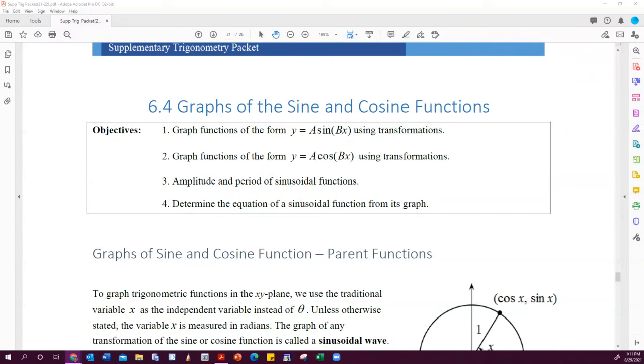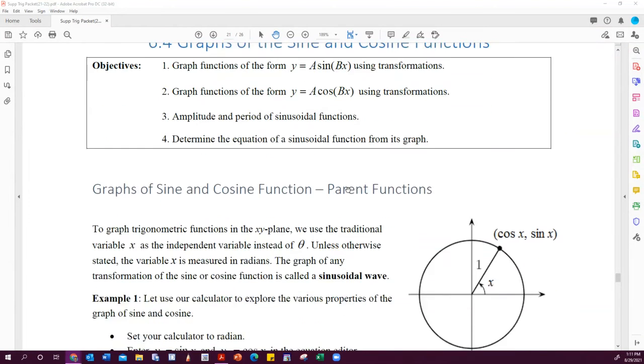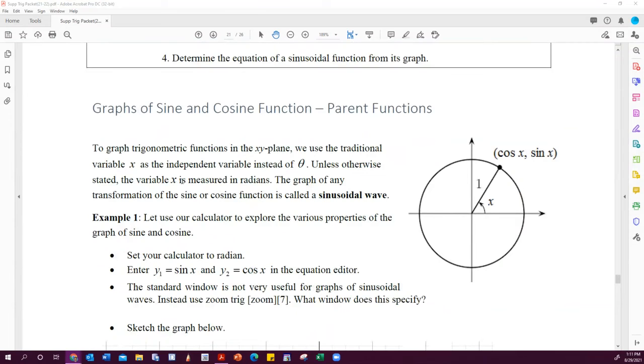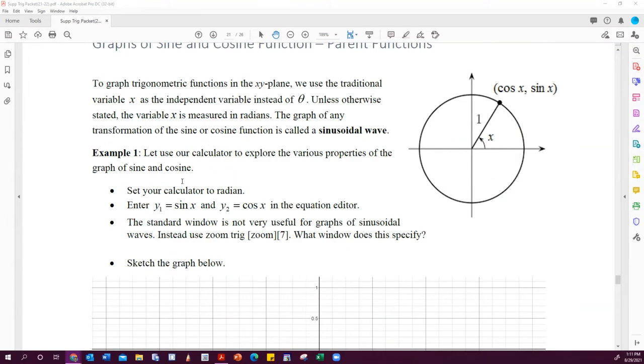Okay, the day 4 lecture is on the graphs of sines and cosines. So we're going to be graphing these using only period and amplitude changers, we call them. To graph the trig functions, use a traditional window.